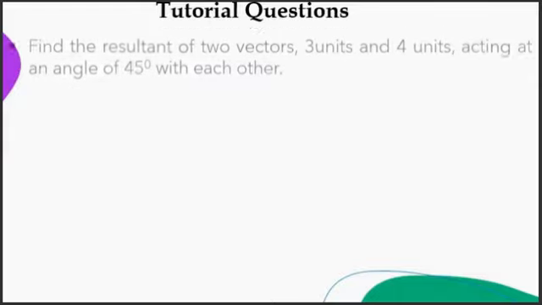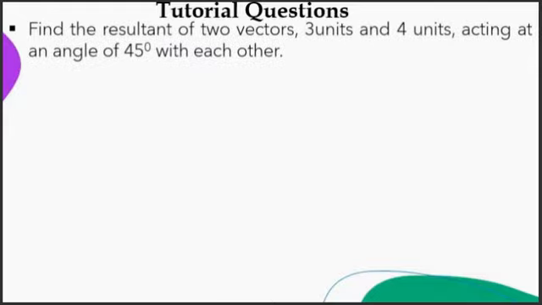So let's go to the business of this lesson. The question we're about to solve reads thus: find the resultant of two vectors, 3 units and 4 units, acting at an angle of 45 degrees with respect to each other. Here we have two vectors that are acting at an angle with respect to each other. In the previous lessons, we've seen different cases and different approaches of how to determine the resultant of two vectors. Here now, in this case, the vectors are inclined at an angle with respect to each other.